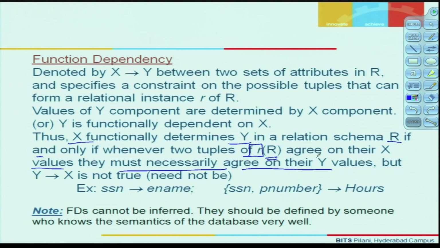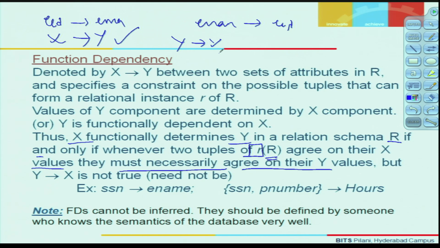But Y determines X? When I say that employee ID determines E name, it is not the same as employee name determines employee ID. That means here X determines Y. Okay, this is the functional dependency. It does not mean that Y determines X. It may be true or it may not be true. Okay, that is why the other way need not be true.